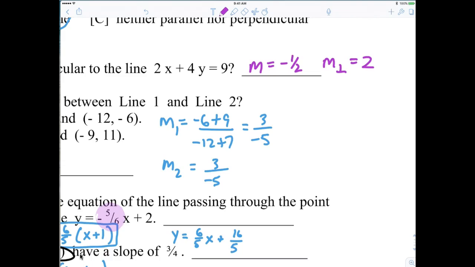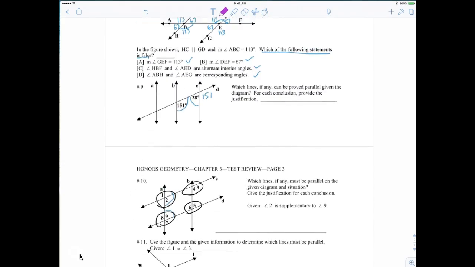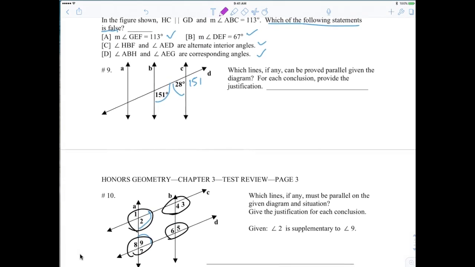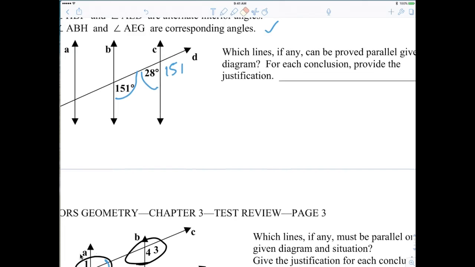Anybody else? Come on. Go ahead, Chancellor. Good for you. Number 9. I think this is the third time we've done that, but that's okay. Can any of them be determined to be parallel? No, because 151 and 28 are not supplementary, right? So there's nothing, absolutely nothing. Nothing can be told about those lines.